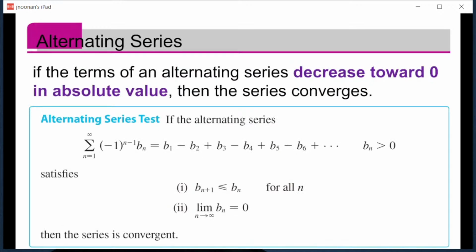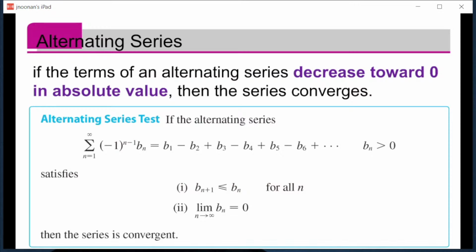The alternating series test says that if you have an alternating series, and this is the general form for an alternating series, you have negative 1 to some power. It's n minus 1. This is the book, so I'm stuck with whatever they have. Anyway, negative 1 to the n minus 1 times some b sub n. The b sub n is some formula. This is what you're going to end up with: b1 minus b2 plus b3 minus b4 and so on. You're alternating back and forth between positive and negative, hence the name alternating.